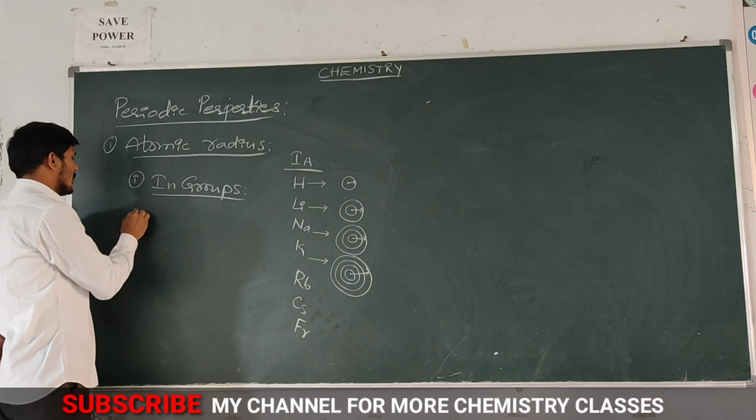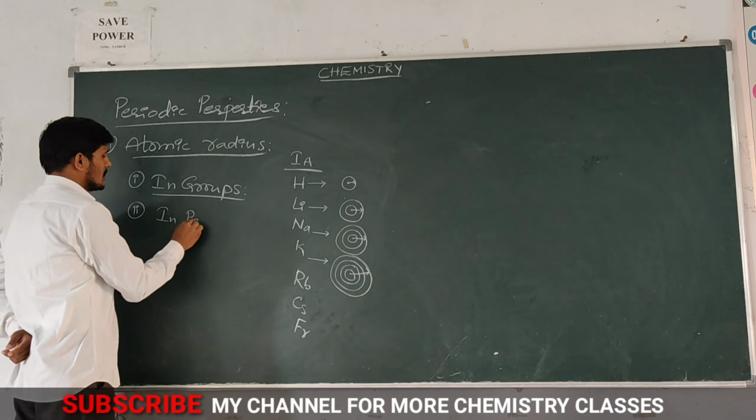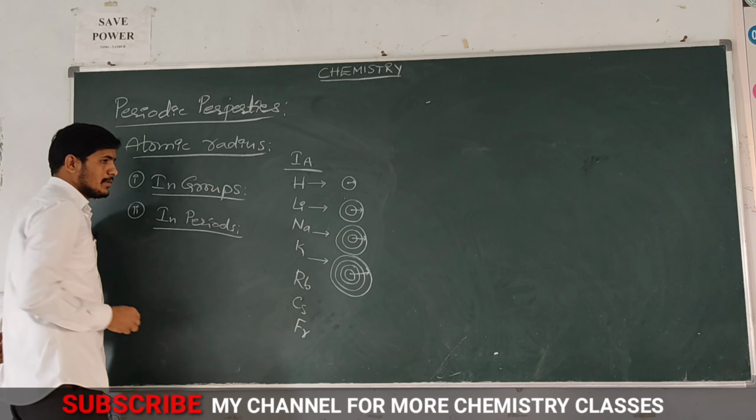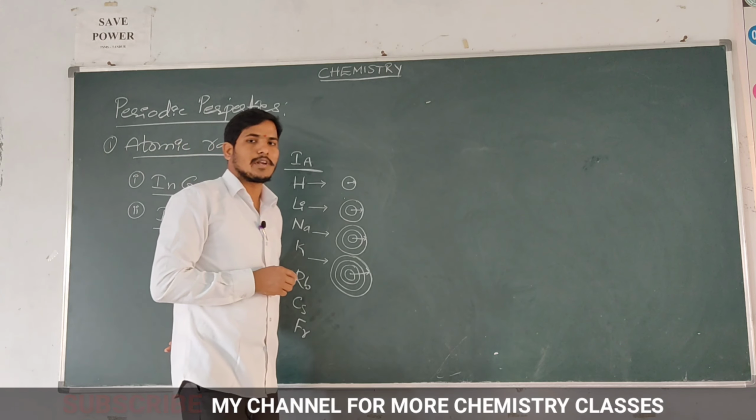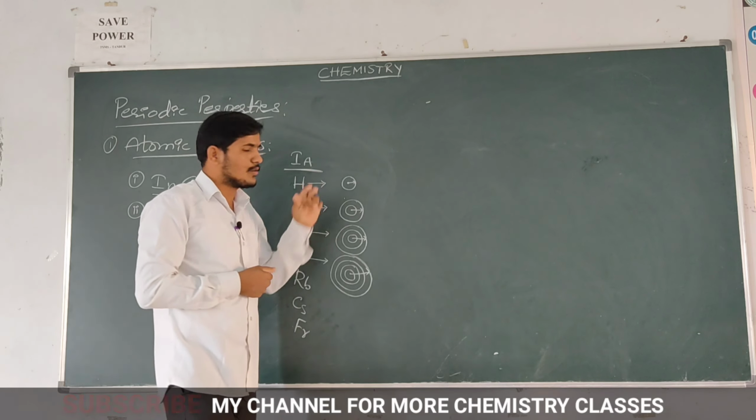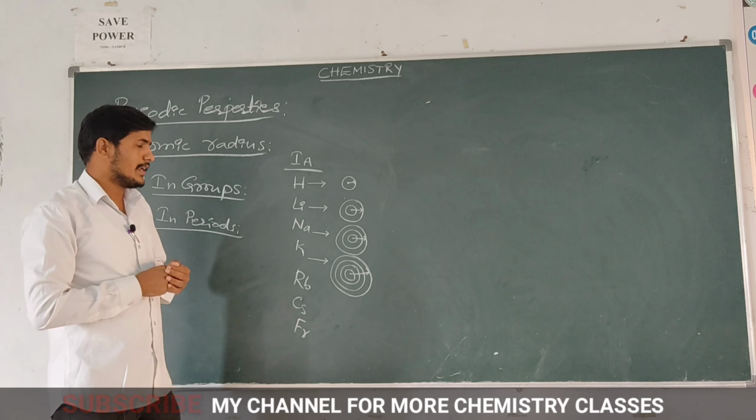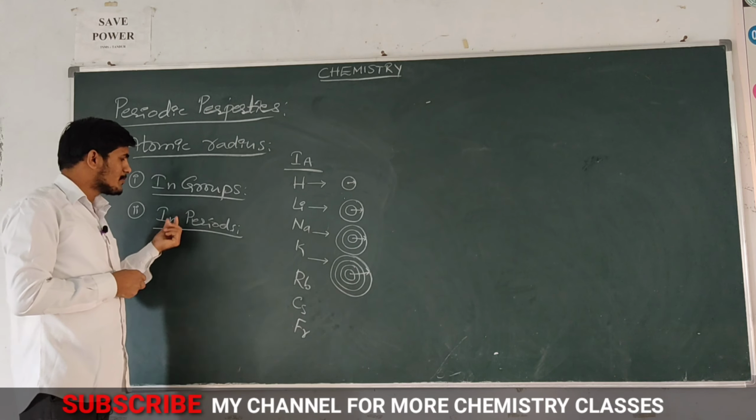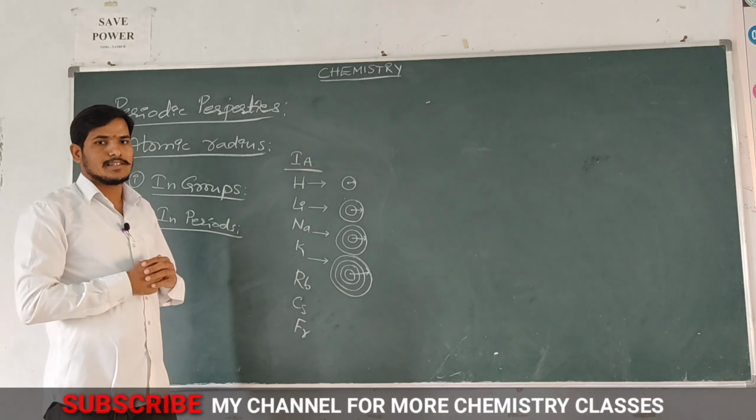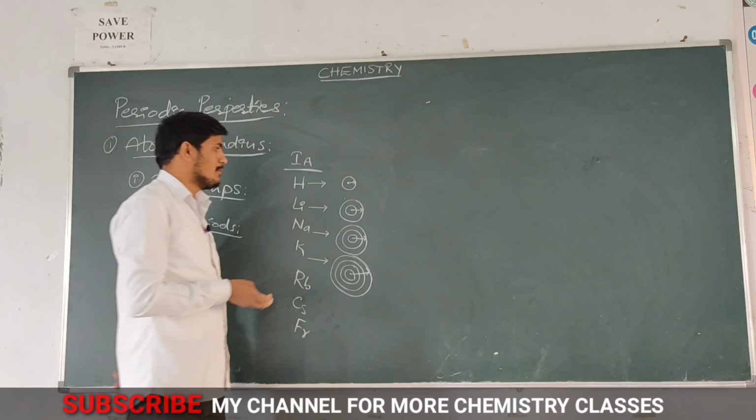Next, how does atomic radius change in periods? Periods are the horizontal rows in the periodic table, when we move from left side to right side. When we move from left to right in a period, the atomic radius will decrease, because the atomic size will decrease.